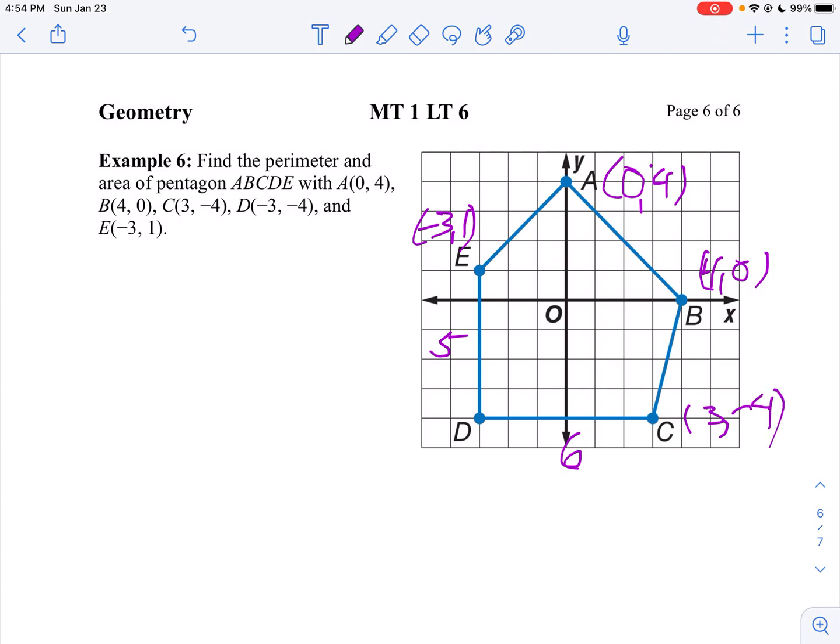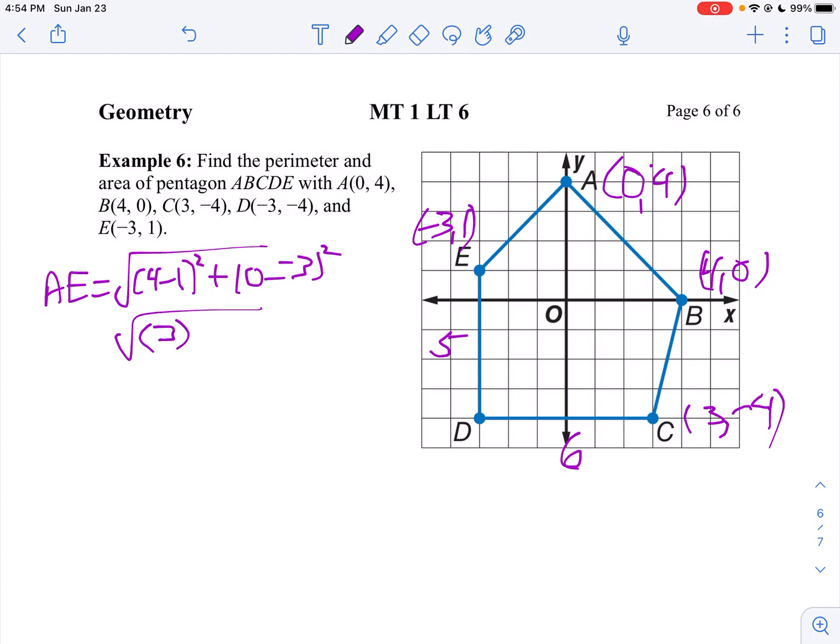Now I'm going to find the distance for A to E. So I'm going to use my distance formula. See how that shows up again? So my distance from A to E is going to be 4 minus 1 squared plus 0 minus a negative 3 squared. So 4 minus 1 is 3. 0 plus 3 is also 3. So in other words, it's the square root of 9 plus 9, which is 18.